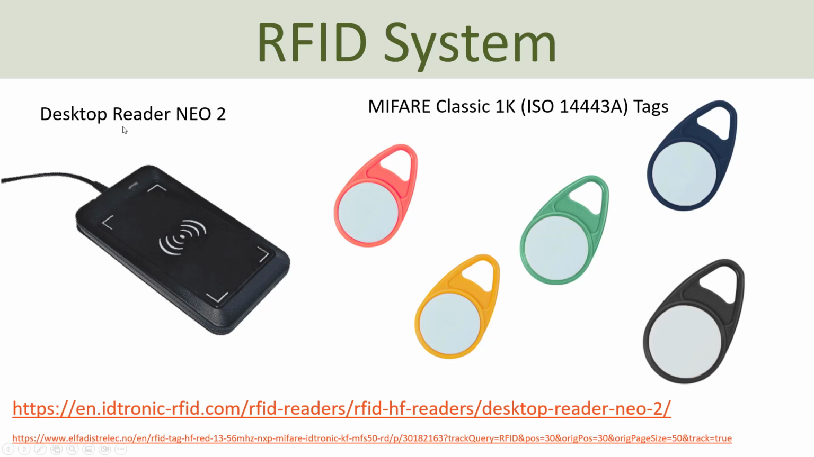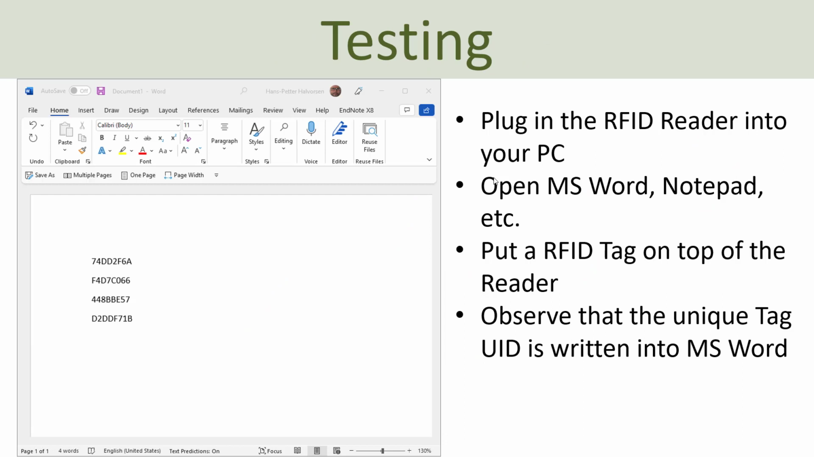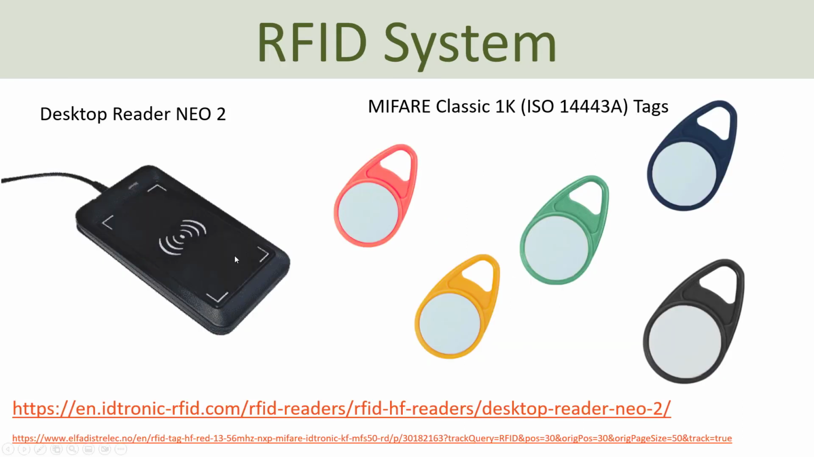So here you see the RFID system that is used in this tutorial. It is a desktop reader, Neo 2, in combination with several MIFARE Classic 1K RFID tags in different colors like this. This RFID reader is very easy to use.